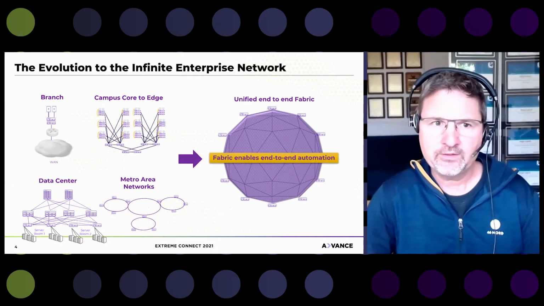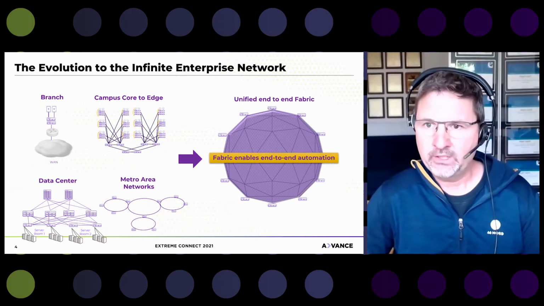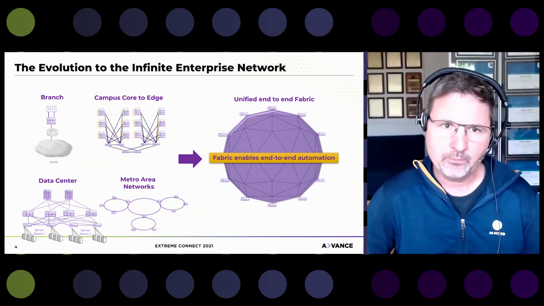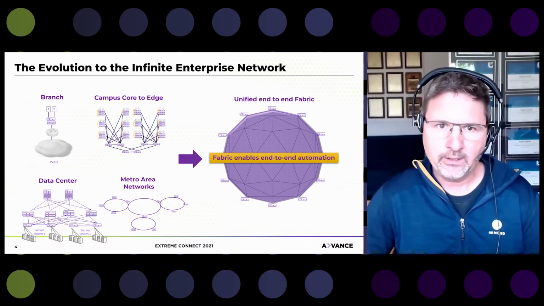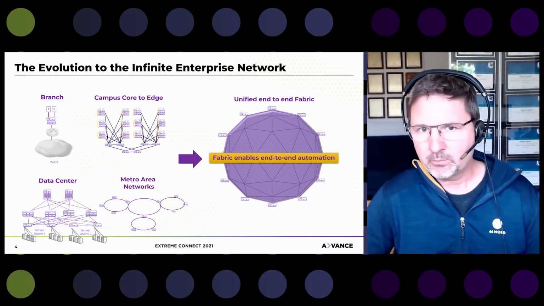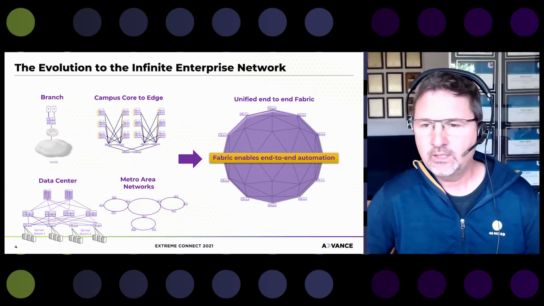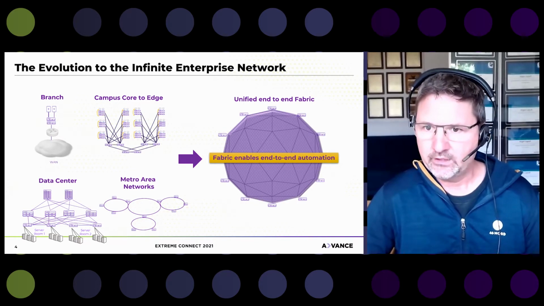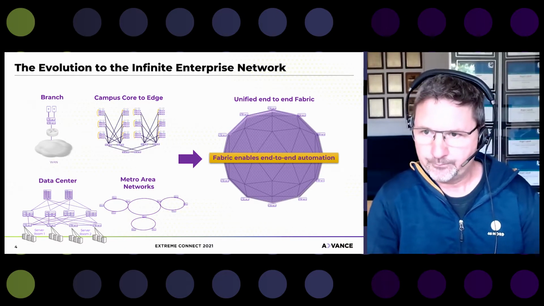So what we're showing here is our Fabric solution enables an end-to-end automated infrastructure. And today in this part, we're going to talk about the core, campus core and edge expansion of the Fabric. So basically, we're bringing everything together, the branch solution, the data center, the metro, and the campus core and edge into an end-to-end unified fabric.